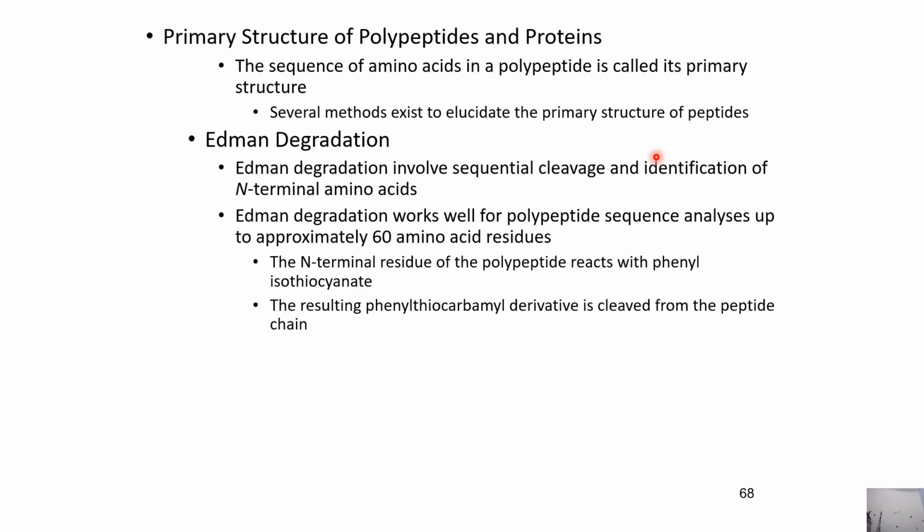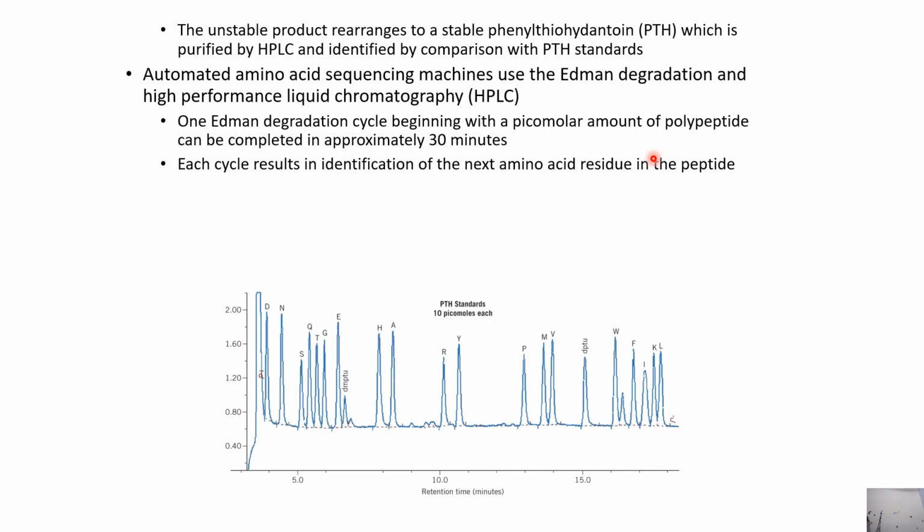We have talked about the primary structure of proteins, the sequence of amino acids. Now there is Edman degradation, which involves sequential cleavage and identification of N-terminal amino acids. Edman degradation works well for polypeptide sequence analysis up to approximately 60 amino acid residues. The N-terminal of the polypeptide reacts with phenyl isothiocyanate, and the resulting phenylthiocarbamyl derivative is released from the peptide chain. The unstable product rearranges to a stable phenylthiohydantoin. It is purified by HPLC and identified by comparison with standards.